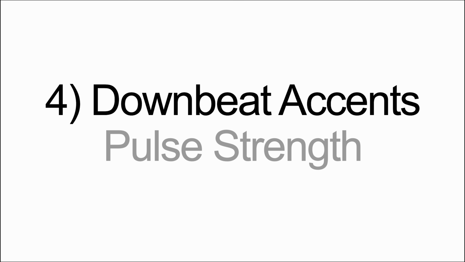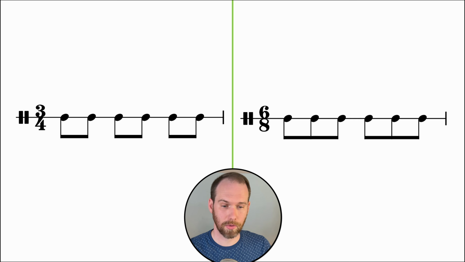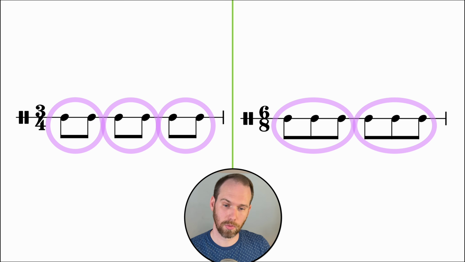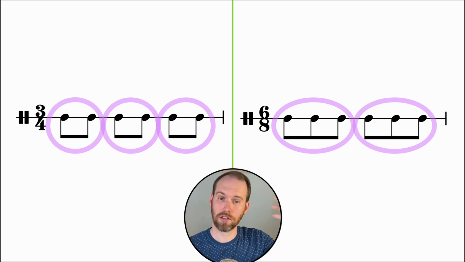So next we have the downbeat accent, just looking at the pulse strength itself. Quick review: we have 6 eighth notes in each measure of 3/4 versus 6/8. In 3/4, we like to group them in groups of 2. In 6/8, we group them in groups of 3. When we go one level higher than the eighth notes, we get to our beat level.